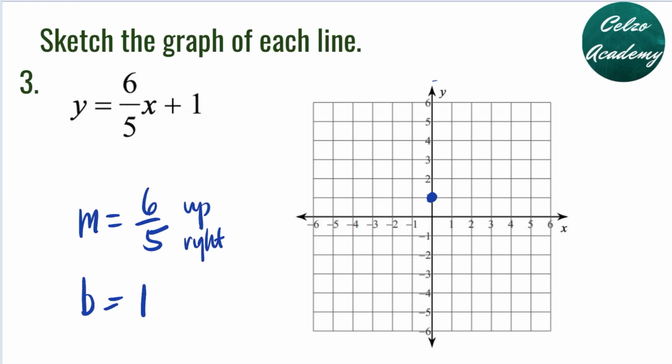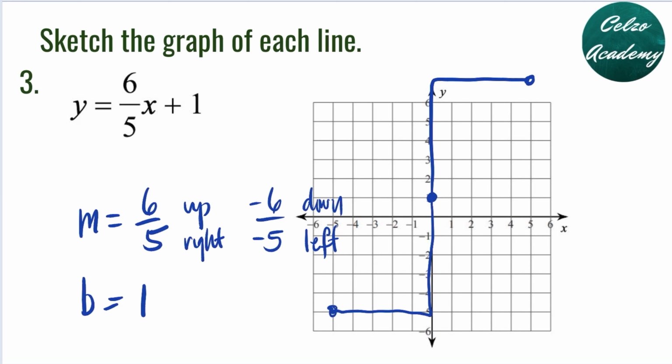From positive 1, we need to go 6 units up, and there's no more space, and then 5 units to the right. Another way of doing this is 6 over 5 is also the same thing as negative 6 over negative 5, because negative divided by negative is positive. We can also go 6 down and 5 left. So from positive 1, we can go 6 units down and then 5 units to the left. And then connect the dots to draw the line. So this is the graph of y = 6/5 x + 1.